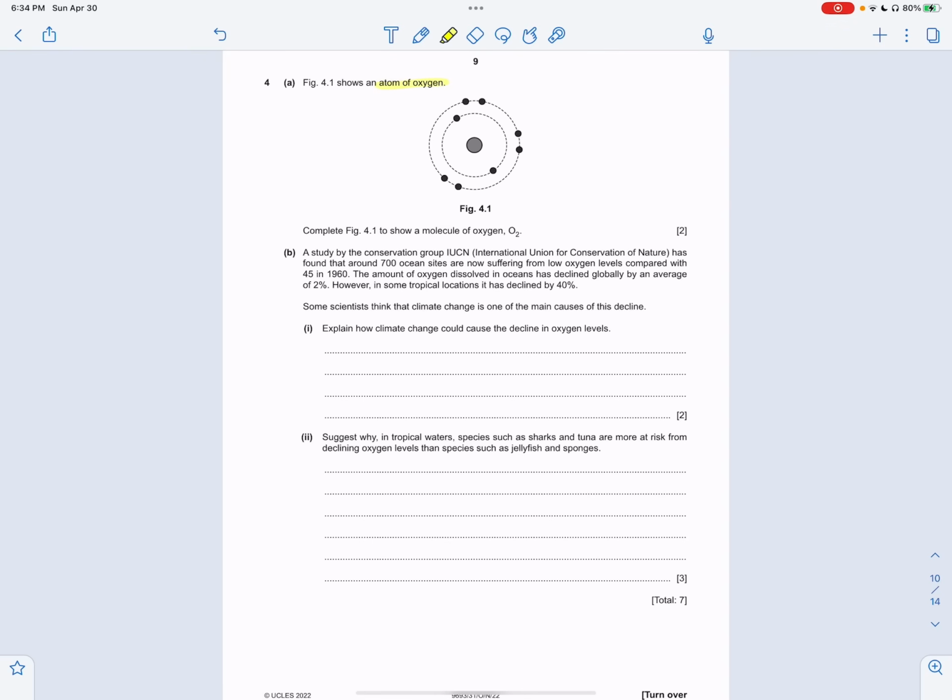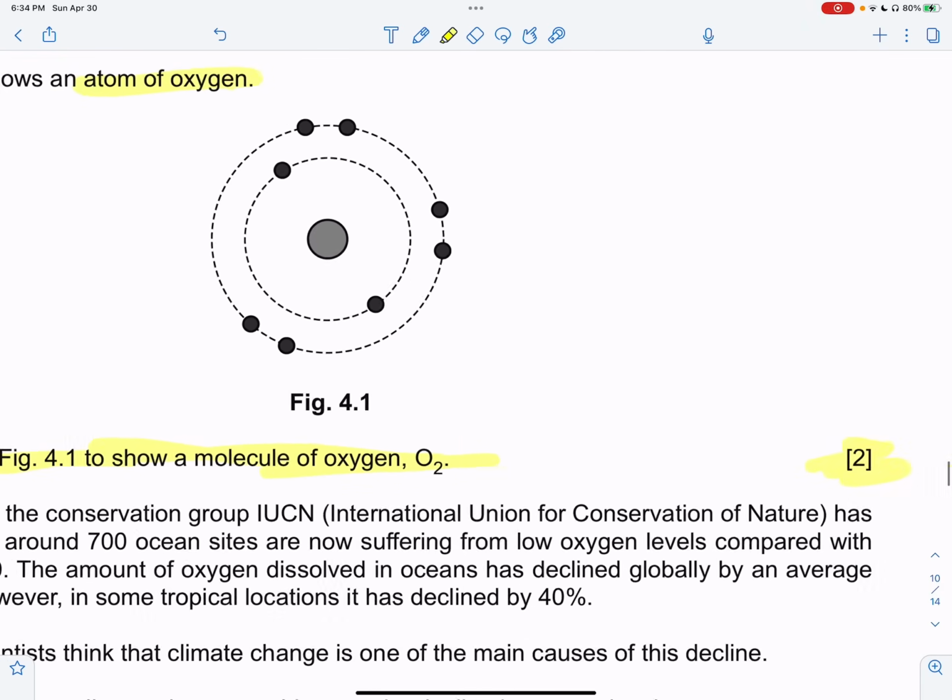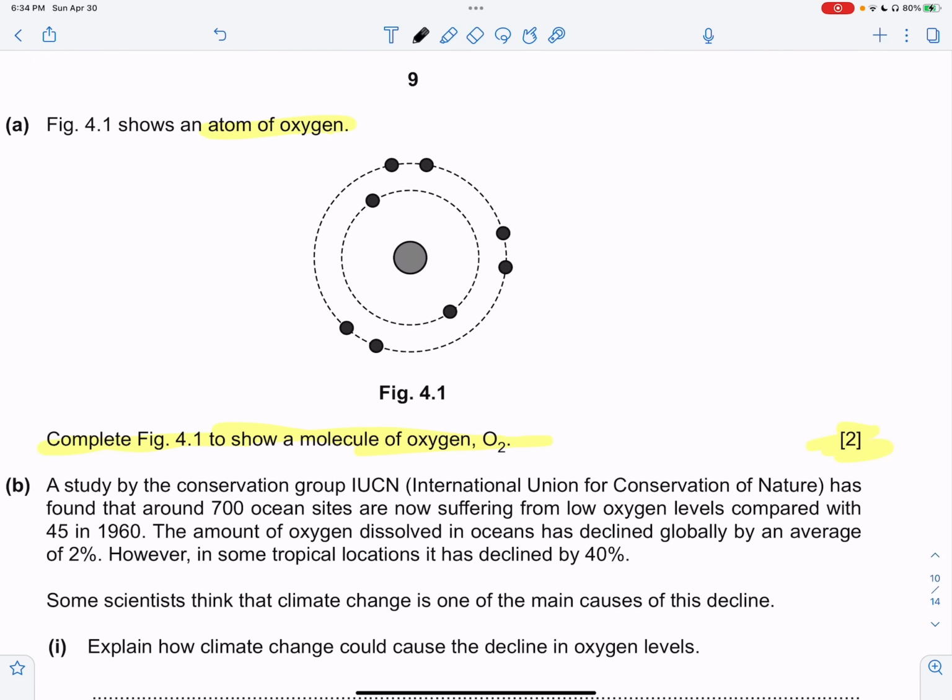Looking at that, an atom of oxygen, and it says complete figure 4.1 to show a molecule of oxygen, O2. I have some thoughts on this, of course. This is not stated in your syllabus to be able to do this. This is, again, more of an AS level syllabus question.